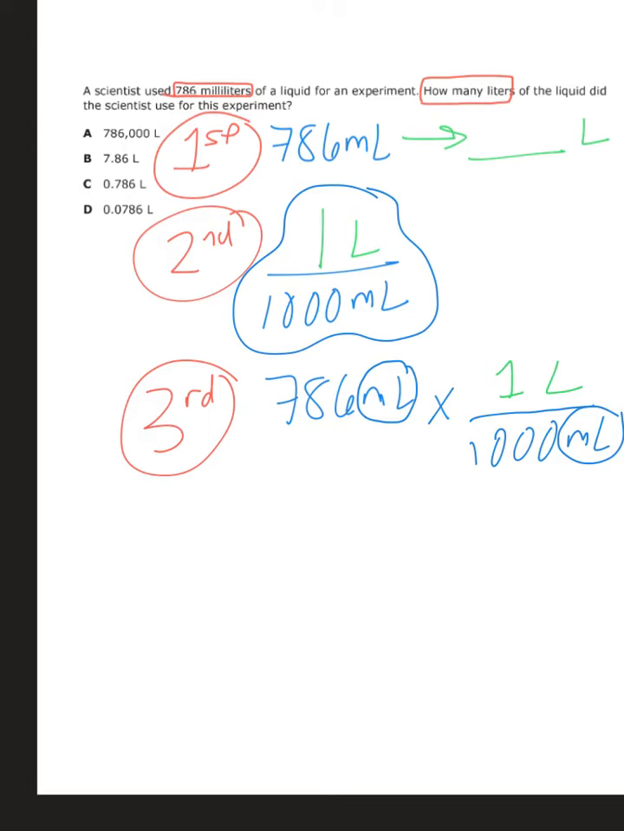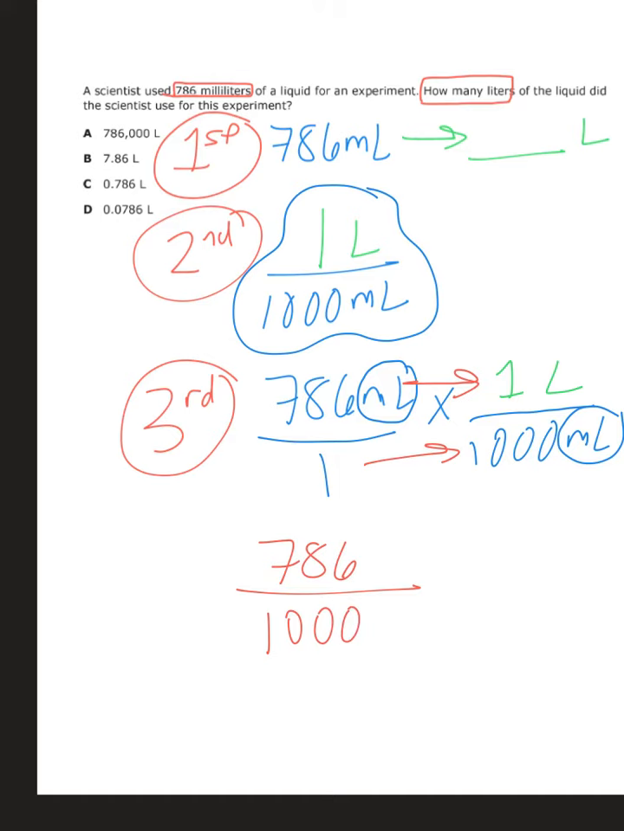Now next, before we can multiply the 786 milliliters by 1 liter over 1,000 milliliters, we're going to have to put this 786 over 1. So we make this into a fraction. And then from there, we're just multiplying fractions. So this becomes 786 times 1, and then 1 times 1,000. Now, 786 times 1 is 786 over 1 times 1,000, which is 1,000.